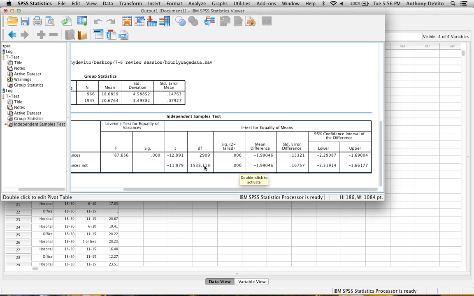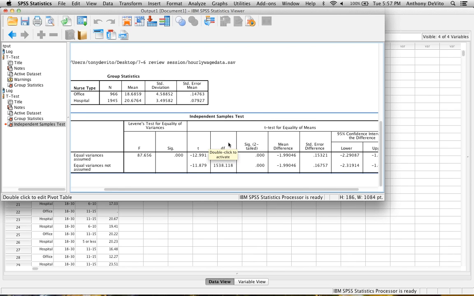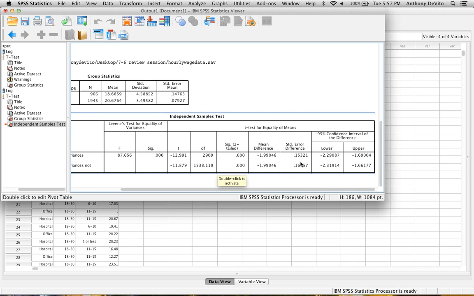Okay, so what's the significance? What's the probability of being wrong if we reject the null hypothesis? Well, that's given by our p-value, our significance, in this case two-tailed. And the probability is less than 0.1%. So we would reject the null hypothesis and accept the alternative hypothesis that there is a difference in the hourly salary for the population of all office nurses versus all hospital nurses. Okay, so this is the way we would use this box.